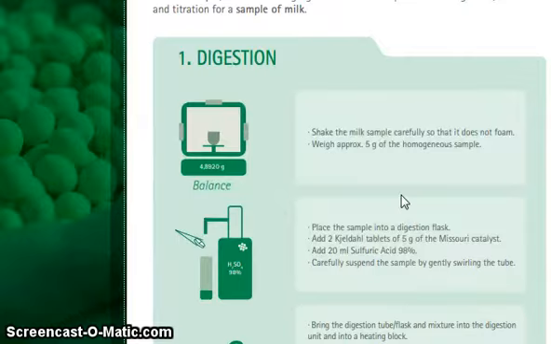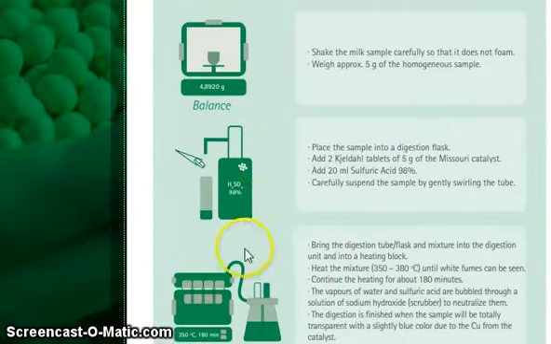Now you can see the digestion, you can see the balance. Now you have the sulfuric acid 98%. Shake the milk sample carefully so that it does not foam. Weigh approximately 5 grams of homogeneous sample. Now place the sample into a digestion flask. Add 2 Kjeltabs tablets of 5 grams of Missouri catalyst. Add 20 ml of sulfuric acid 98%. Carefully suspend the sample by gently swirling the tubes.